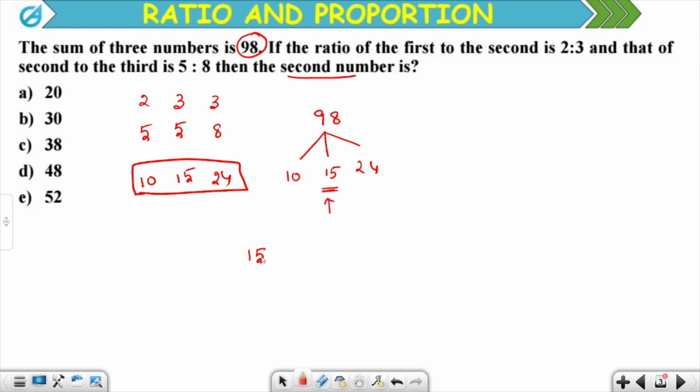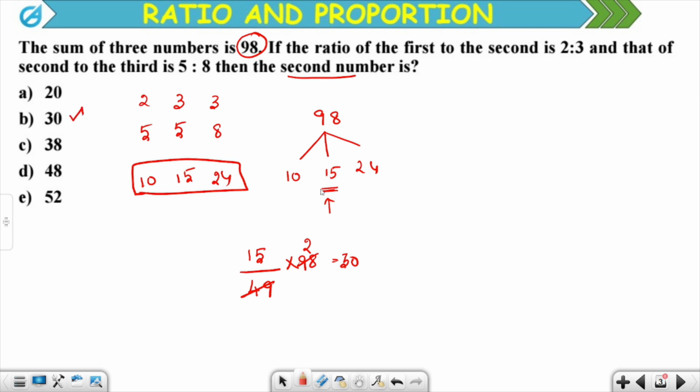15 divided by, 10 plus 15, 25. So 25 plus 24, 49. That is sum of all the ratios multiplied by 98. So this is one time and this is two times. So 15 twos are 30. So answer for this one is 30.